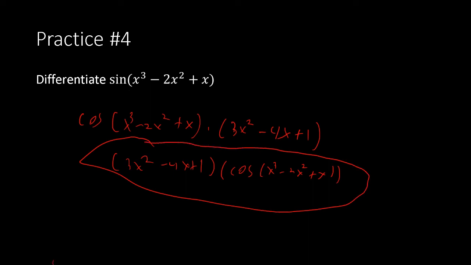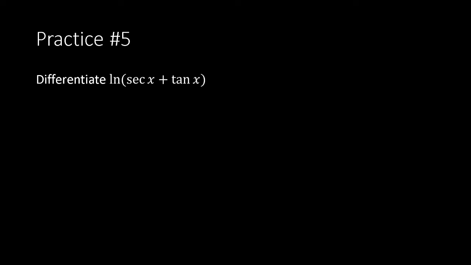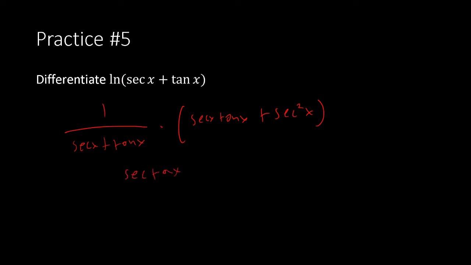All right, 2 more problems. We're going to have ln, or natural logarithm, of secant x plus tangent x. So the derivative of ln x is just 1 over x, so 1 over secant x plus tangent x times the derivative of secant x plus tangent x. So secant x, we're going to have secant x tangent x, and tangent x, we're just going to have secant squared x. And actually, I'm going to rewrite this really quickly: secant x tangent x plus secant squared x, over secant x plus tangent x.